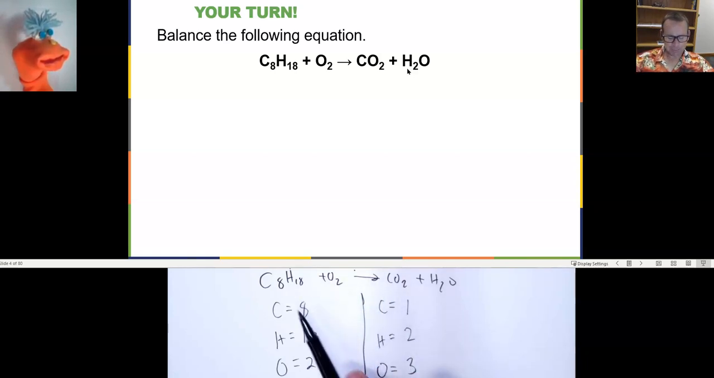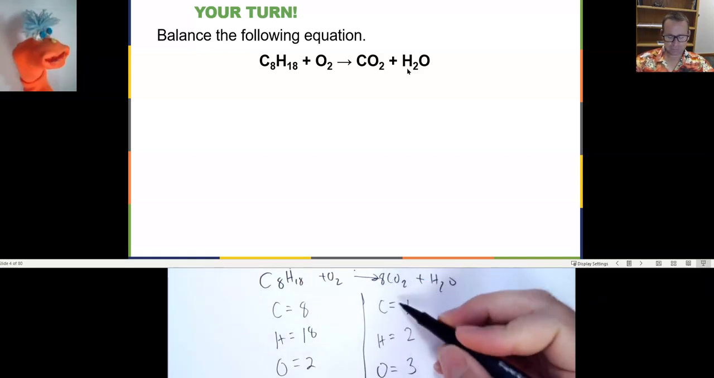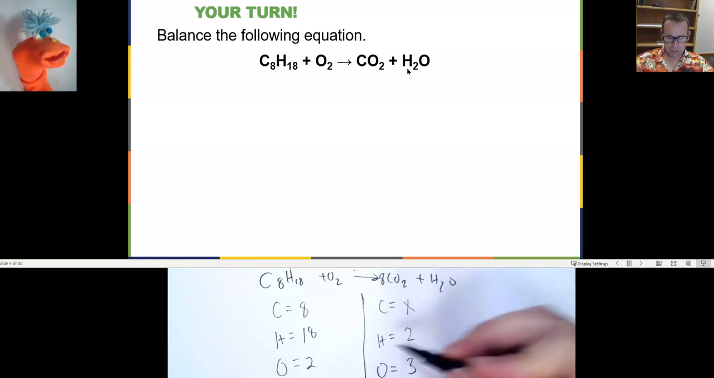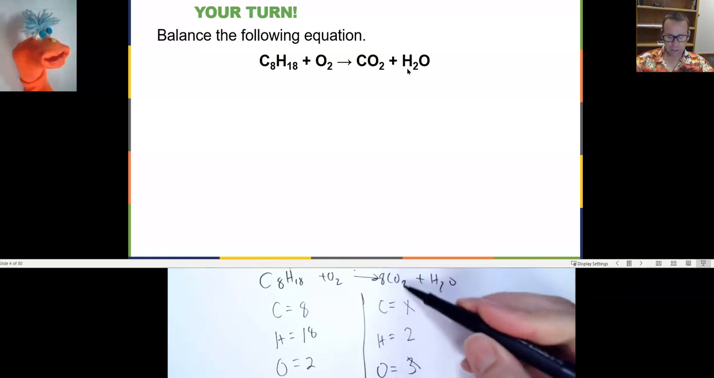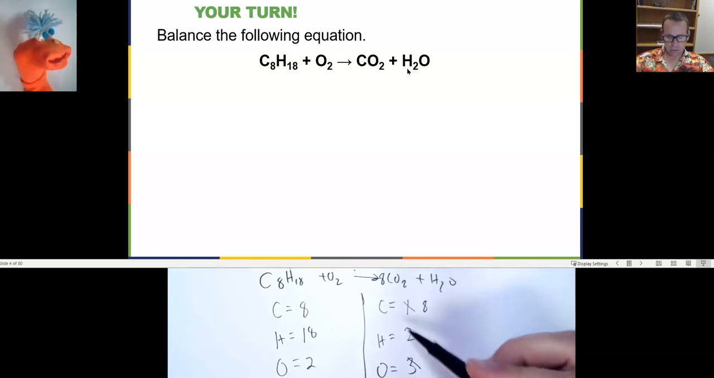So C8 looks like I'm going to put an 8 in front of here. Is that okay? Yeah, that's right. That changes my carbons and my oxygens, so I need to go back and look at those. So I have a total of 8 carbons now. And how many oxygens? You have 8 CO2s. That's 16? That's right, 16 oxygens. Good. Now, oxygen's not balanced.